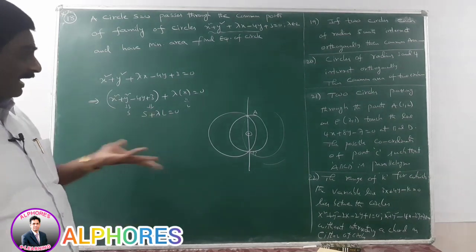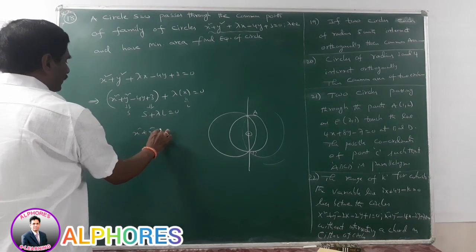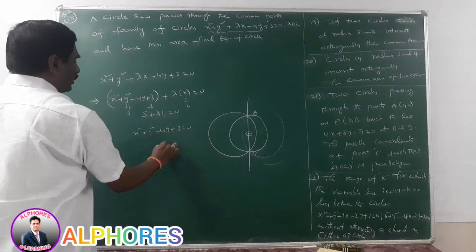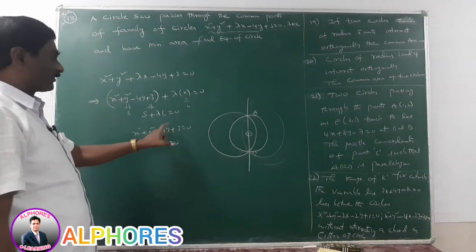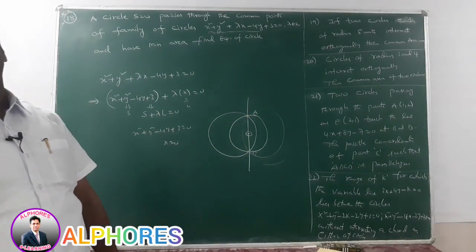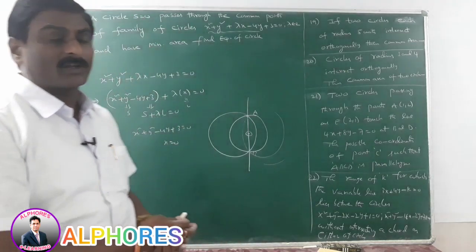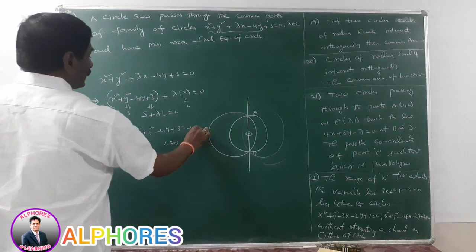Or another method. By solving x square plus y square minus 4y plus 3 is equal to 0 and x is equal to 0, we get A and B. If A, B are the endpoints of the diameter, what is the equation of the circle? x minus x1 into x minus x2 plus y minus y1 into y minus y2 is equal to 0.